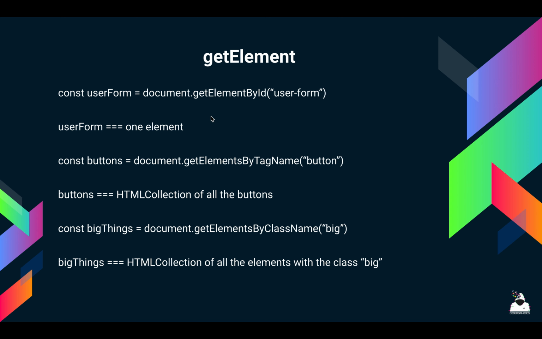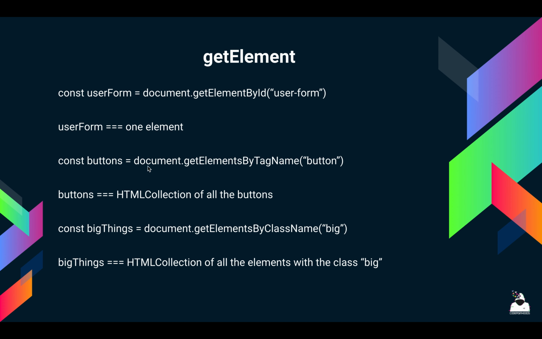So here are some examples. userForm equals document.getElementById, and we pass it the string that is defined as the ID attribute on the element in the HTML. userForm is going to be equal to just one element.